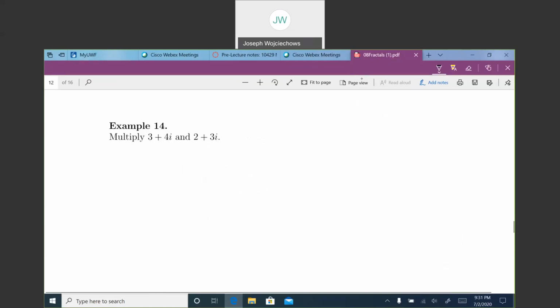Okay, now we're going to multiply again. So I have 3 plus 4i times 2 plus 3i. And again, we're going to FOIL. First times first, 3 times 2 is 6. Outer times outer, 3 times 3i is plus 9i. Inner times inner, 4i times 2 is plus 8i. And last times last, we got 12i squared.